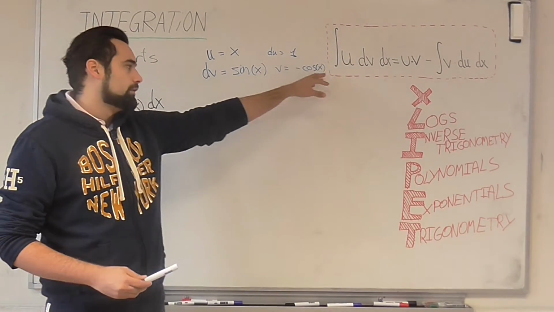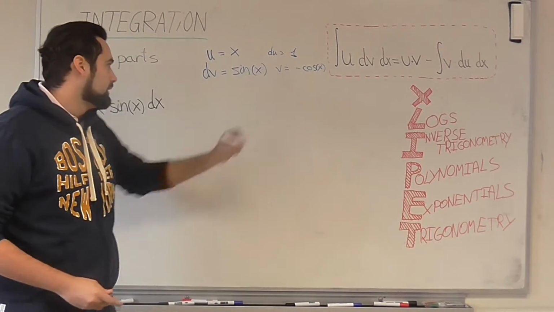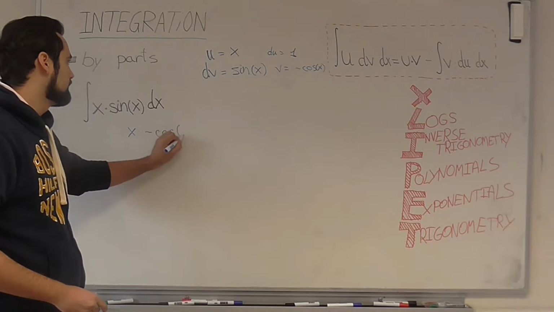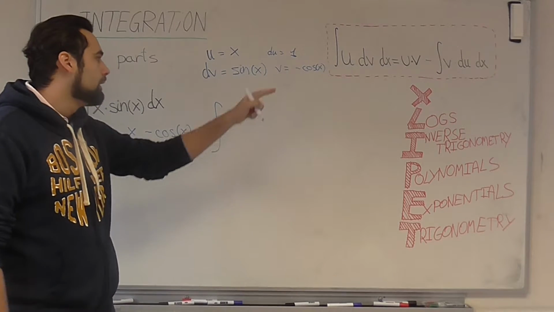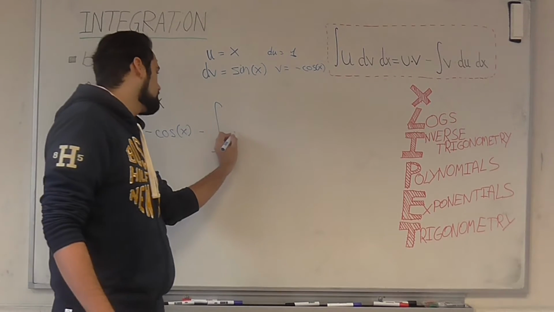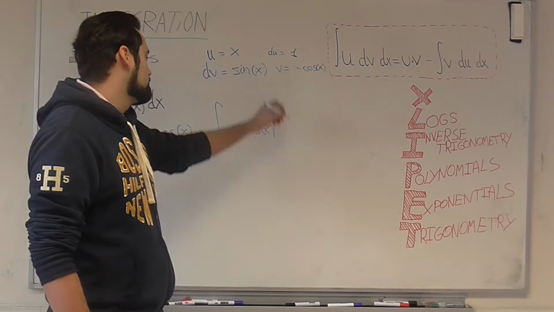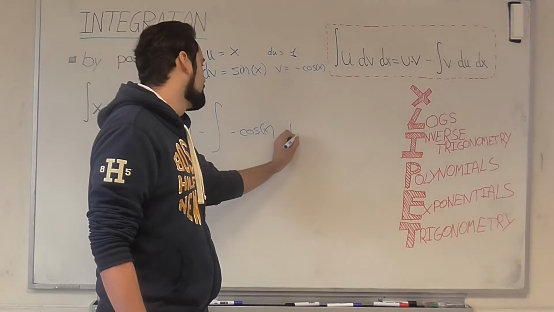So what we have to do now is just plug in the values. So the integral of u dv dx is going to be u times v, so x times minus cosine of x, minus the integral of v, which is minus cosine of x, and the u is just going to be 1, so I'm not even going to bother writing it, dx.